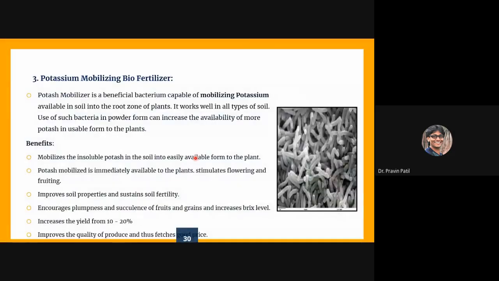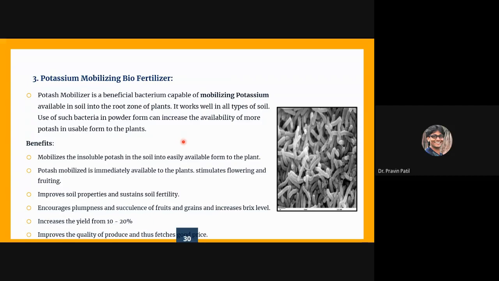Then there is another third type which is known as potassium mobilizing biofertilizer. All these terms are self-explanatory. Just look at them and you will understand. So what it does, it mobilizes the potassium. The mobilizer is a beneficial bacterium capable of mobilizing potassium available in the soil into the root zone of plants. So there are several benefits of using it. It basically mobilizes the insoluble potassium. Again, the same thing. And this potash mobilized is immediately available to the plant.